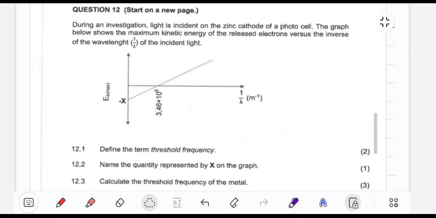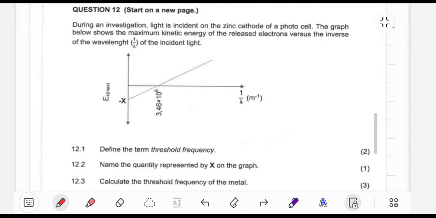From this one, it's quite similar to the other one, but the difference is that along the x-axis, I'm no longer having frequency, but what I do have now is 1 over wavelength. So let's check this investigation area.